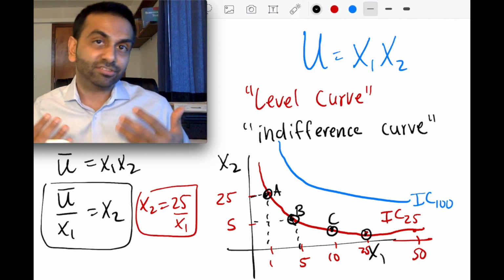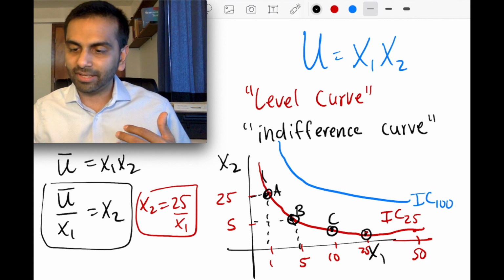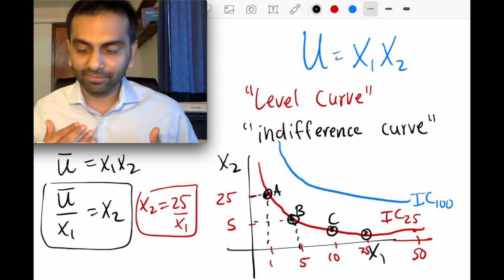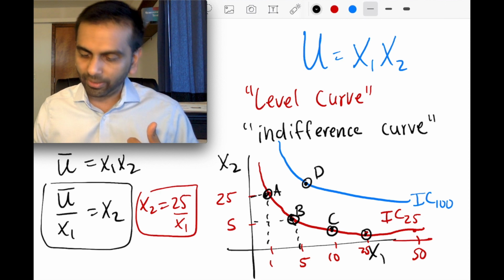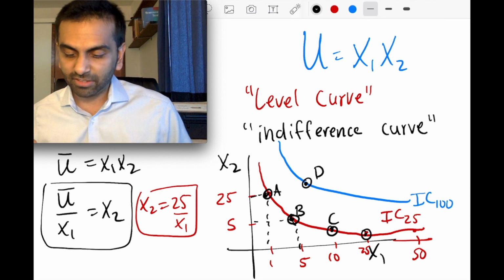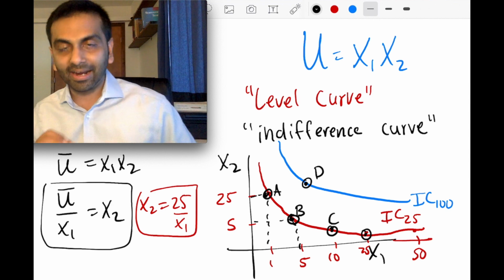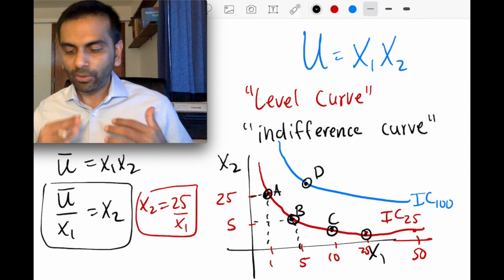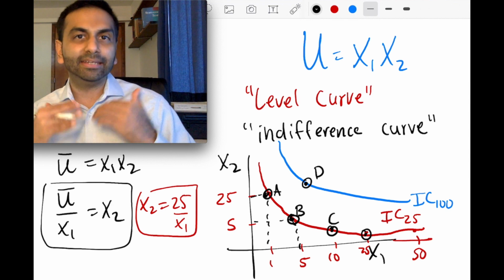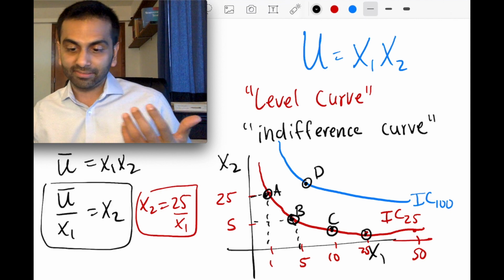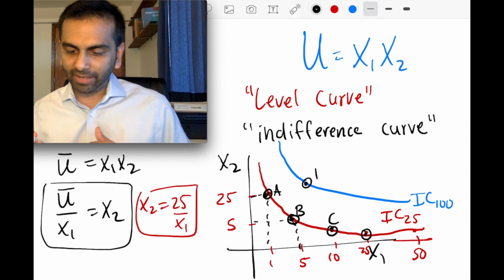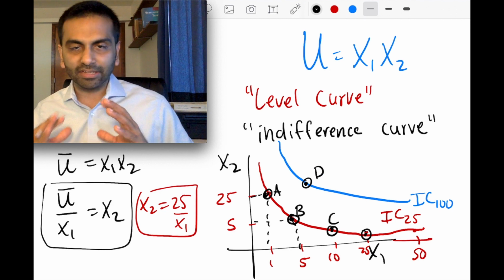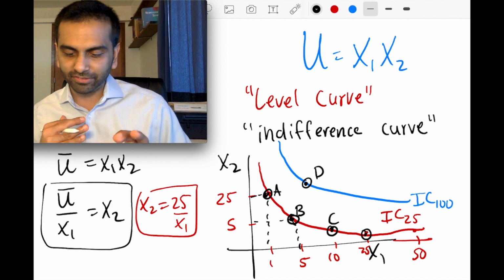And again, there are many such sets. So this is one set at 25. There's another set. All those bundles give you a utility level of 100. If I were to ask you to choose between point D and point A, it's pretty clear that you want D because it's on a higher indifference curve. In general, we want to be on as high an indifference curve as possible because that's giving us the most utility.